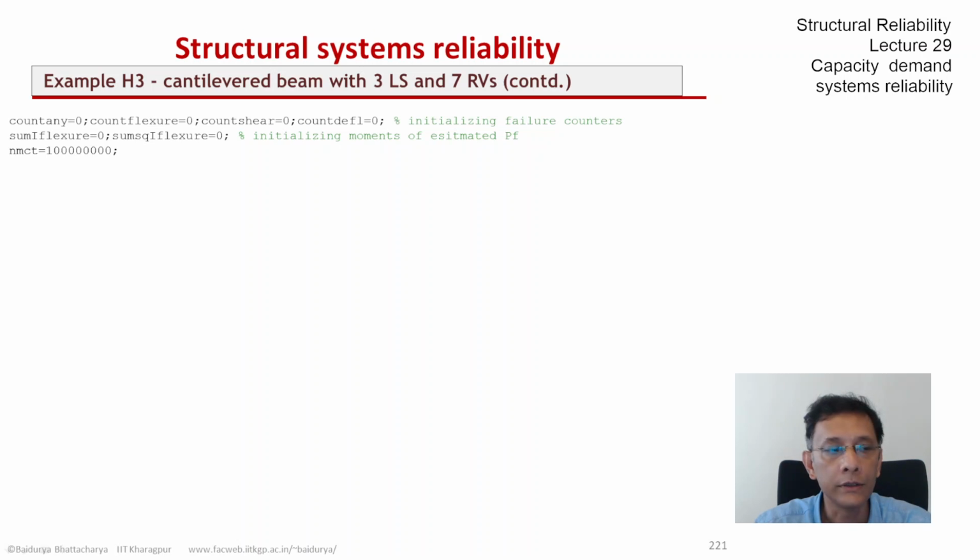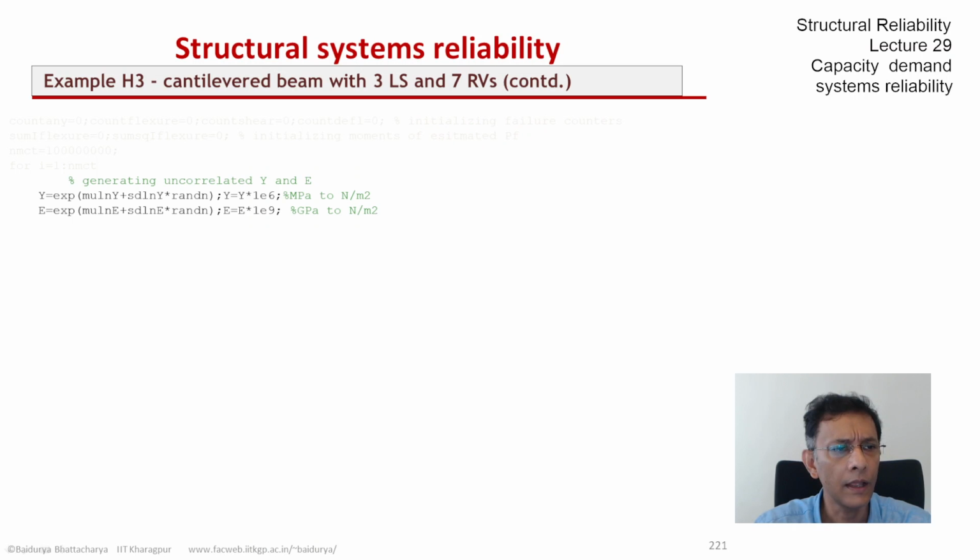And I also need to define the number of Monte Carlo trials. Here I seem to have about 100 million simulations. It's, I think, the last case that I studied. Now we enter the Monte Carlo loop.